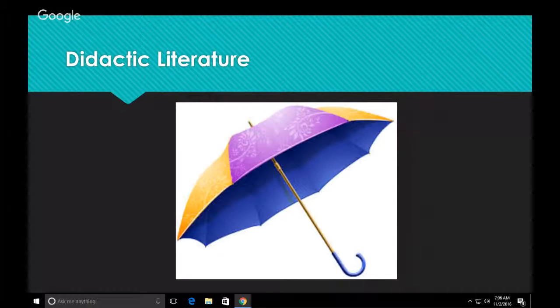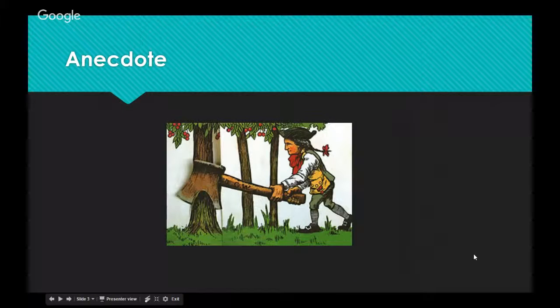Sometimes those ideas in didactic literature are stated directly, and other times they present their ideas through examples, and the ideas are more implied. Now, definitely several of the other terms that I'll share with you today are examples of didactic literature, including the next two terms.